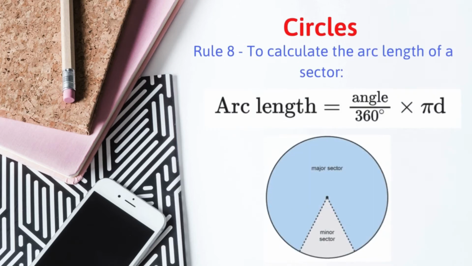Rule 8. To calculate the arc length of the sector, we do the angle divided by 360 degrees times 2 pi r, or pi times d, which makes sense when you think about it because you're using the formula of the area or the circumference of the whole circle, but timesing it by the size of the angle for the portion of the circle that you're looking at.